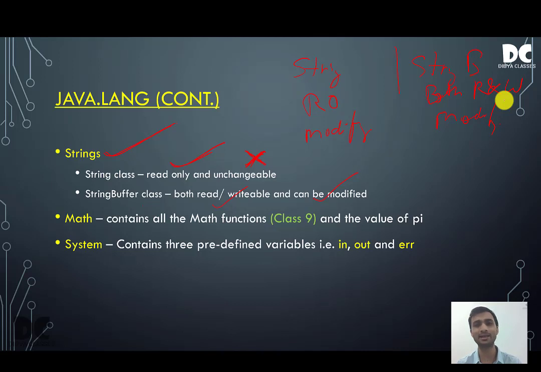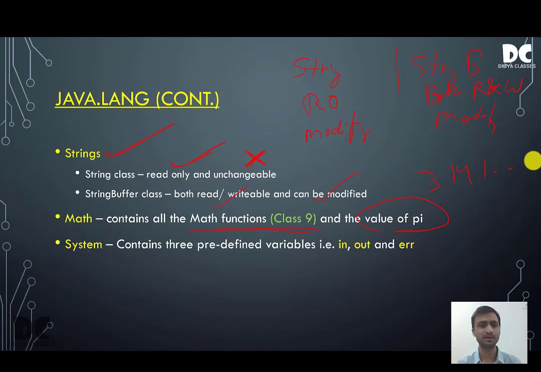Next is the Math class. In class 9 we studied all the mathematical functions. You have to revise them; it is very important, you will get it in your exam, and it may also be included in your programming part. So please go through all the math functions. The Math class contains all the math functions and also the value of pi, that is 3.141, and it goes on, it is recurring. There are many more mathematical functions, but we studied whatever is in the syllabus of the ICSE board.